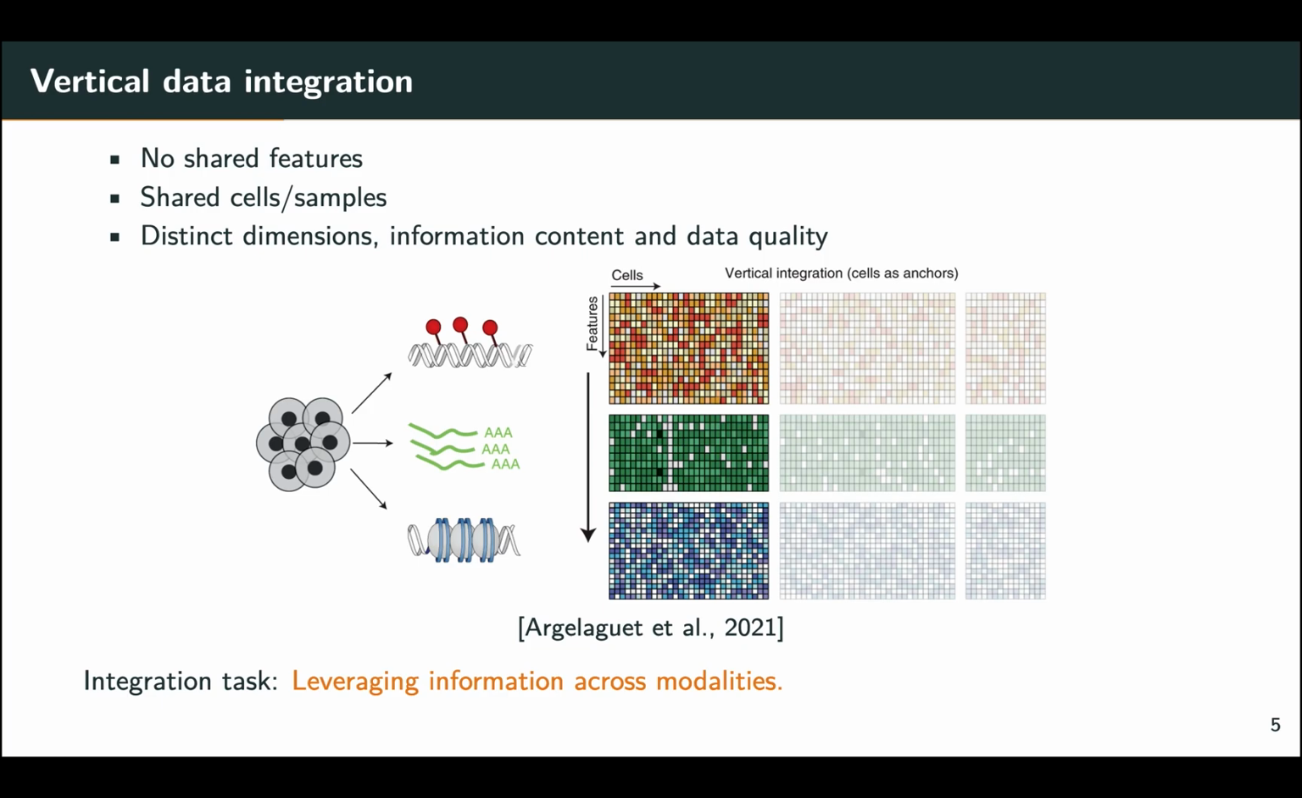Considering that we're dealing with multimodal data, we also face the vertical data integration task. So we have measured all these different modalities that don't share features. They have very different dimensions, they follow different statistical distributions, they have differences in information content that can be both of technical or biological nature, and they have differences in the data quality. However, we've measured them in the same set of cells, so we know the cell-to-cell pairing between those measurements that we obtained. And here the integration task really revolves around how we can make the most of this data and how we can leverage information across these modalities.